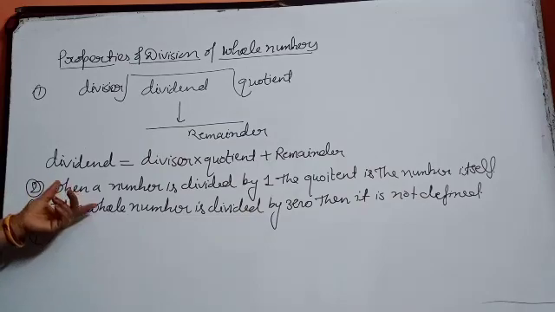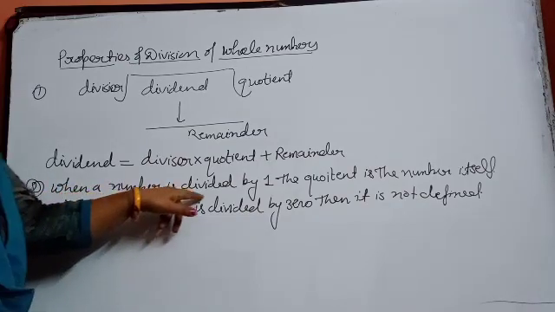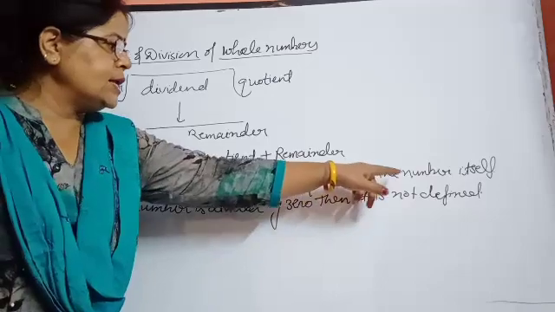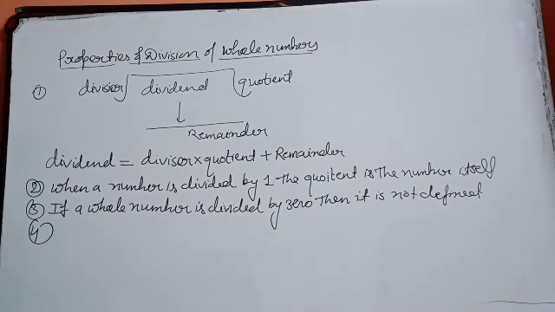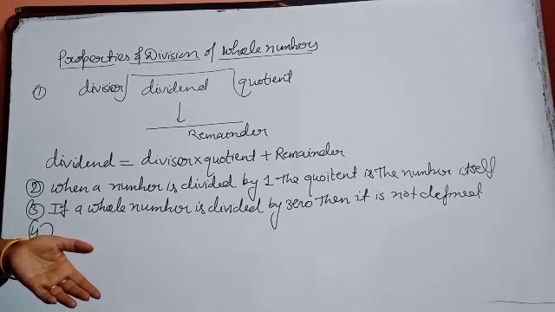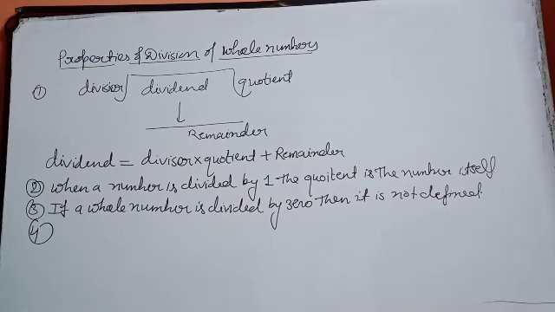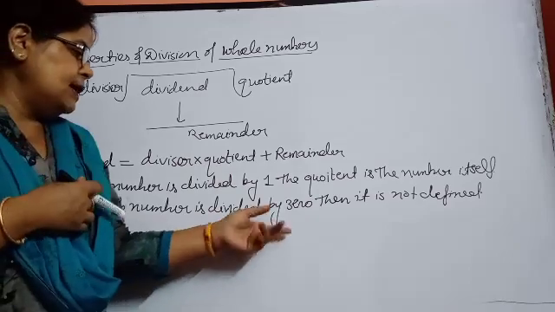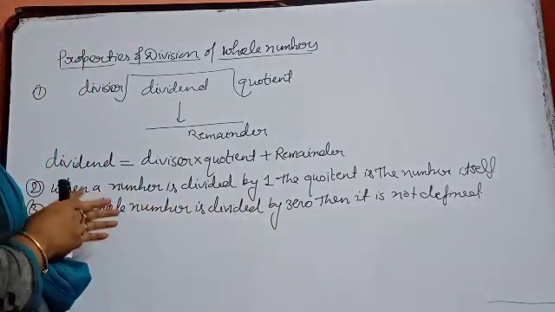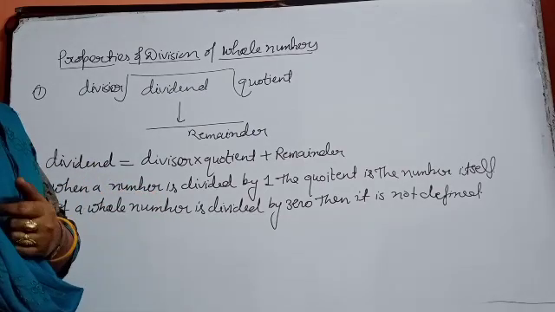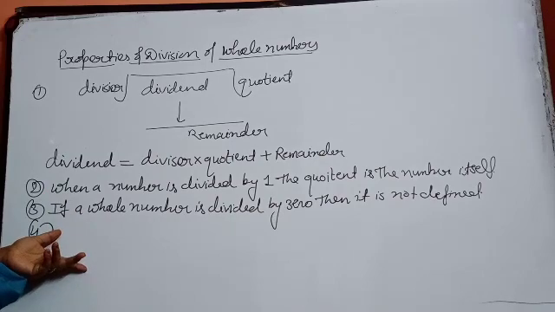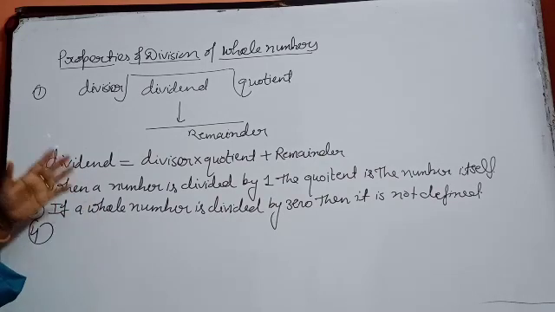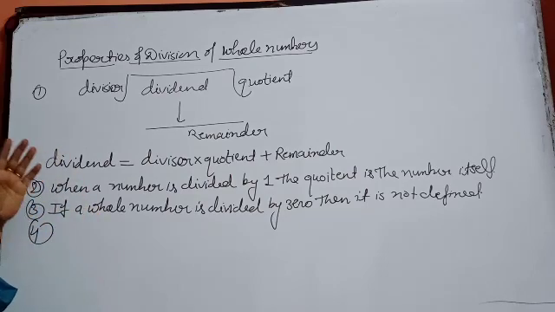Then a few rules are there. When a number is divided by 1, the quotient is the number itself. If we divide any number by 1, suppose we are dividing 8 by 1, what will come? 8. 5 divided by 1 is 5, the number itself. If a whole number is divided by 0, suppose 5 upon 0, then it will not be defined. We can't define it. So these are a few properties of whole numbers, meaning division. With the help of these division properties, we will perform the division.